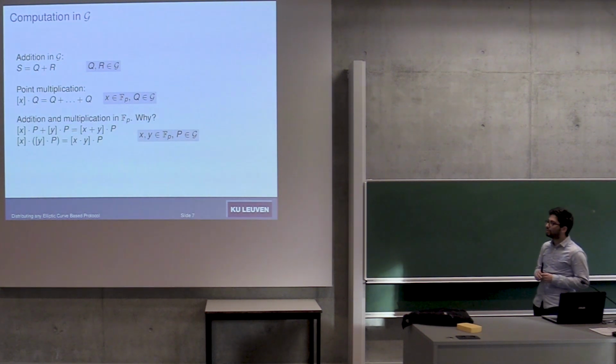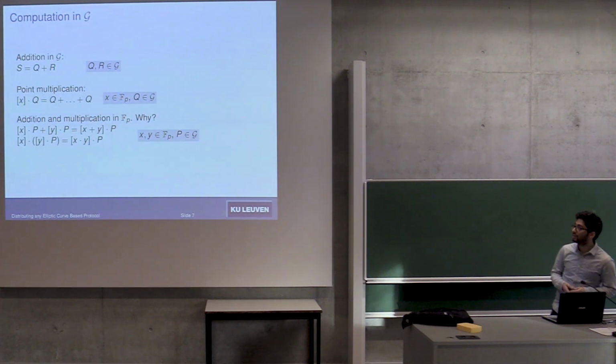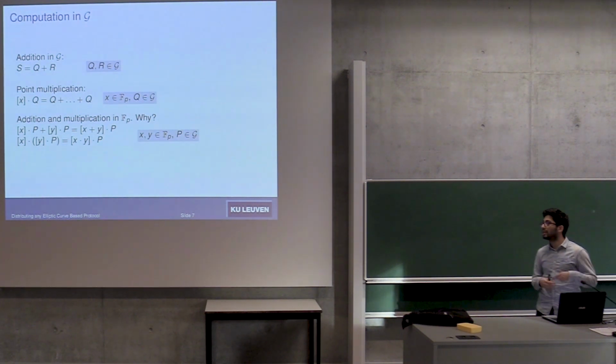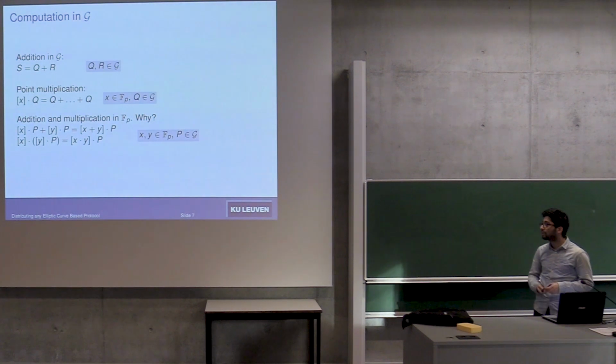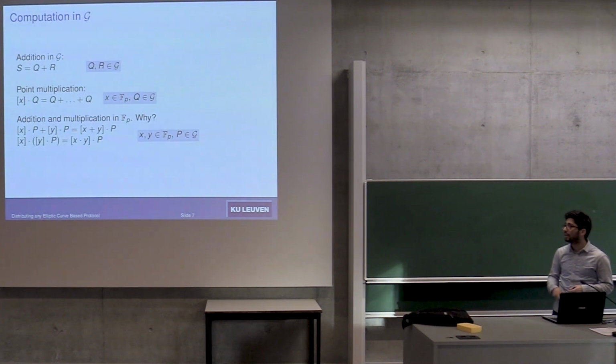And also we need to distribute computation over the field. Why? Because to compute x times P plus y times P, of course we can do that only by the two operations defined above, but also we can do it by computing first x times y, then multiplying by P, which is faster.